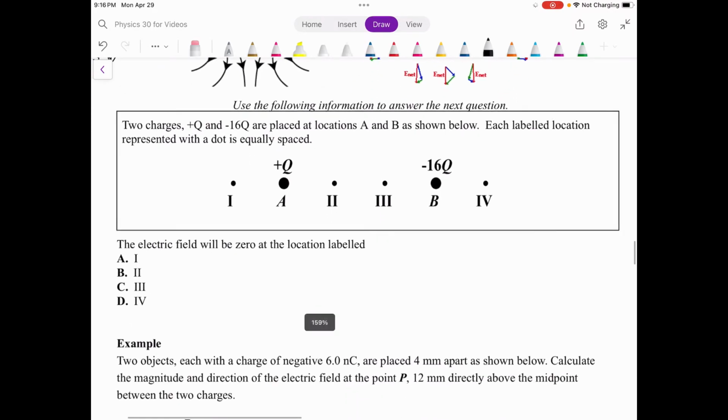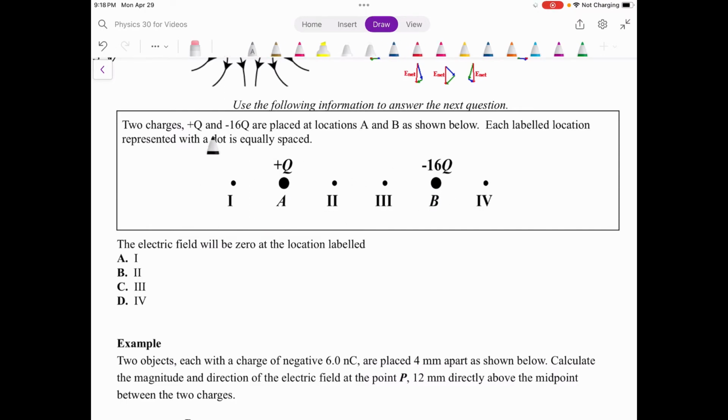Let's try this one out. And this is actually one from an old diploma as well. So let's take a look. As always, I find with these, it's nice to read the question first before you read all the information, just so you know what you're looking for. So the electric field will be 0 at the location labeled 1, 2, 3, or 4. So we've got some locations, some charges. We want to find where the electric field will be 0.